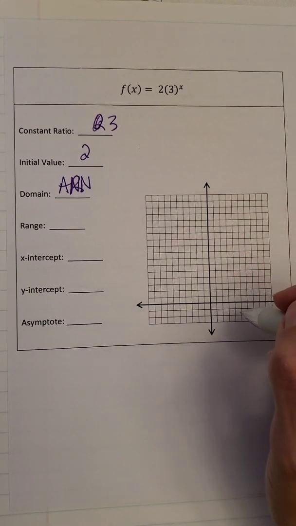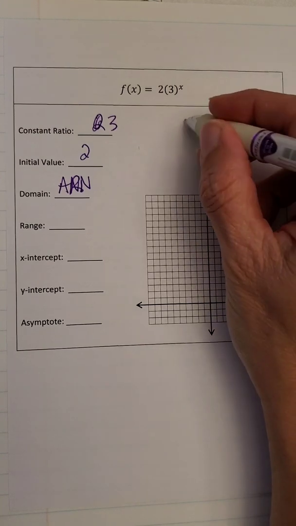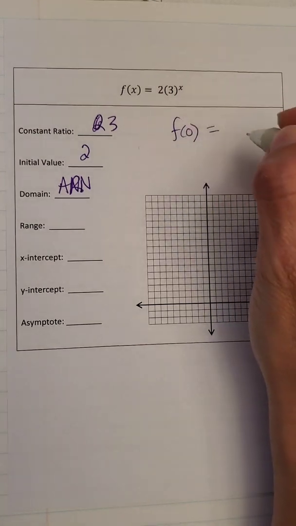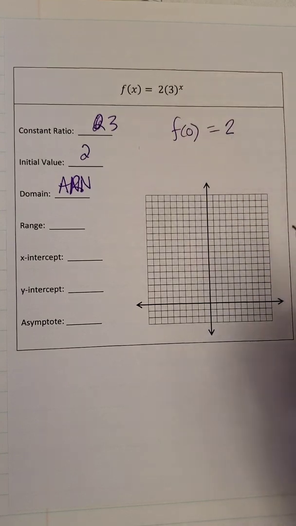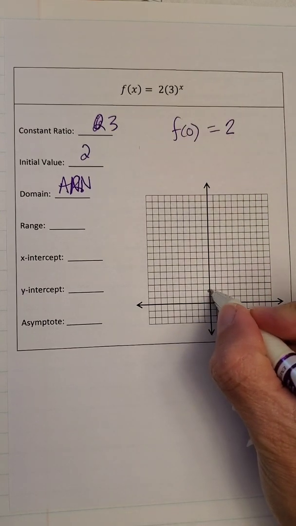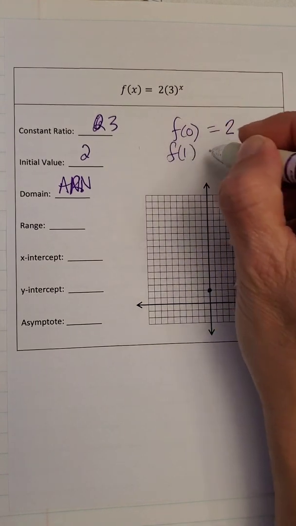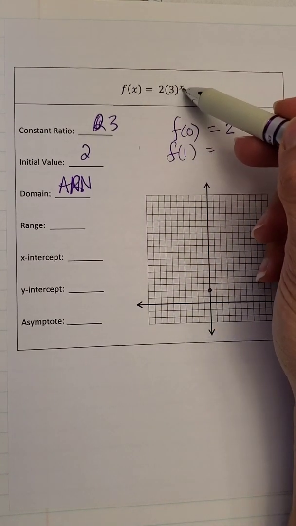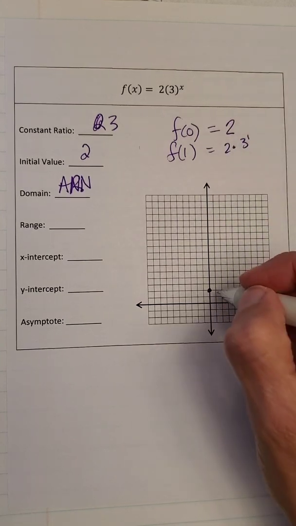So I had graphed a lot of points before, but as soon as you get the hang of it, you don't need to. So I always find f of 0. Well, what is f of 0? f of 0 makes this part 1, and 1 times 2 is 2. So when x is 0, y is 2. Now I'll find f of 1. We put a 1 here. So that's 2 times 3 to the first power, which is 6.